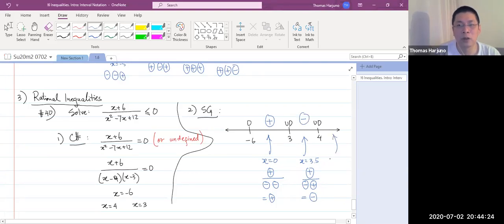Let's say for this one here, we choose x equals 7. So on the top, 7 plus 6, that's positive 13. 7 minus 4, that's positive 3. 7 minus 3, that's positive 4. All of them positive, so overall that's positive. Likewise here, let's say x equals negative 10. That will be negative over negative times negative. That's negative.